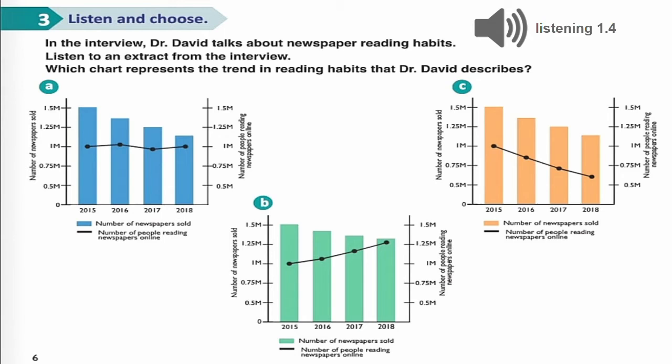So here, the popularity of reading the newspaper online is growing fast, and only chart B represents that, the reading newspapers online is growing. Here it is decreasing, and here almost the same.